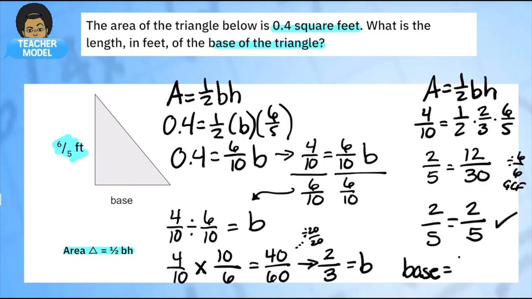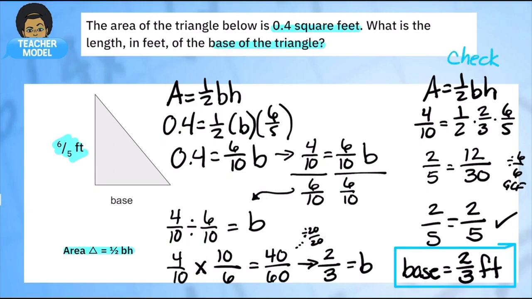Base is equal to 2/3. Again, because even though this is equal, my base over here was 2/3, I want to make sure that that stands out in my work. 2/3 feet. And let's put that into our work. This was just our check.